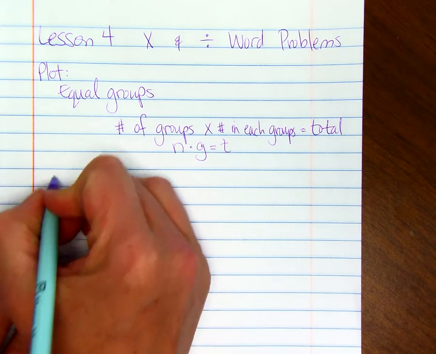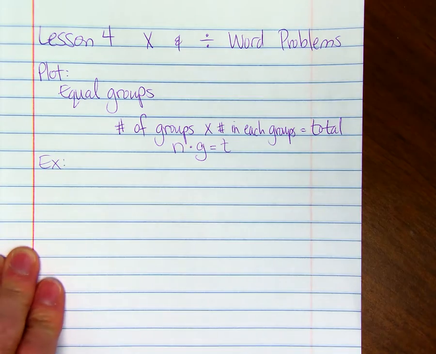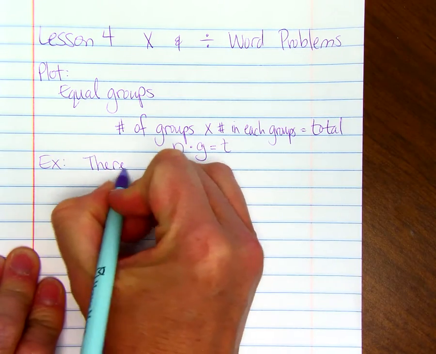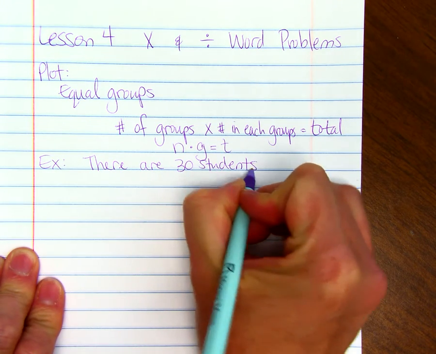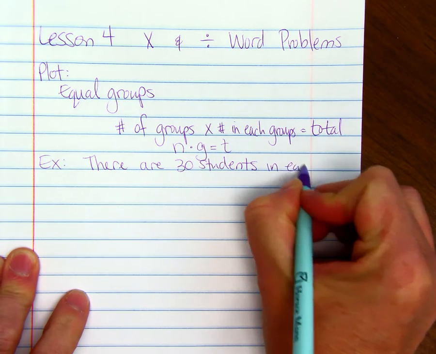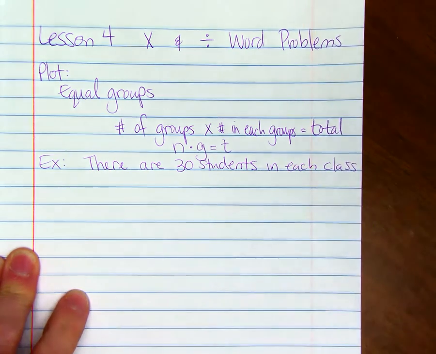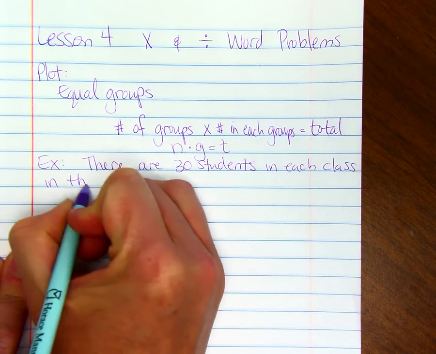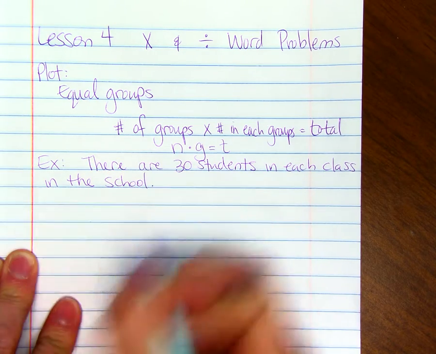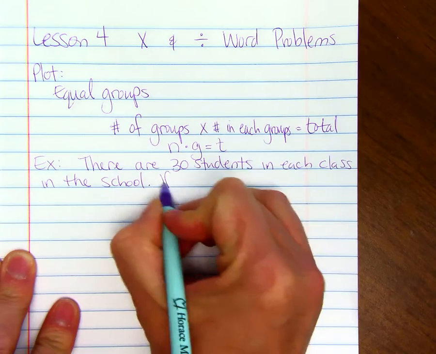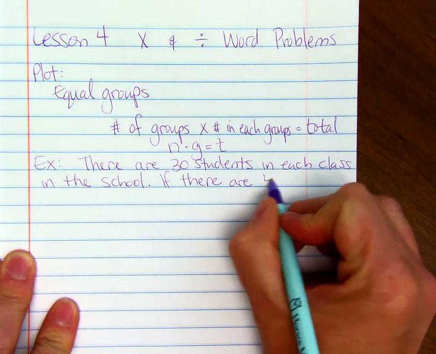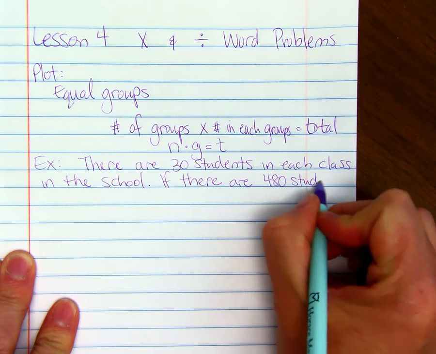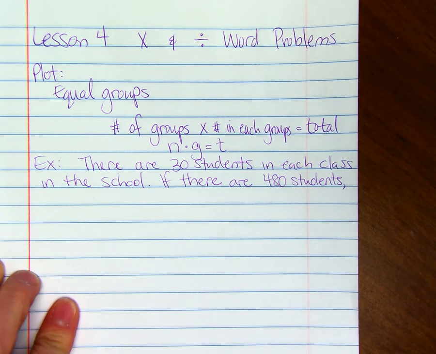So here's an example, and it is a word problem, so it's kind of a lot of writing. There are 30 students in each class in the school. If there are 480 students, how many classes are there in the school?